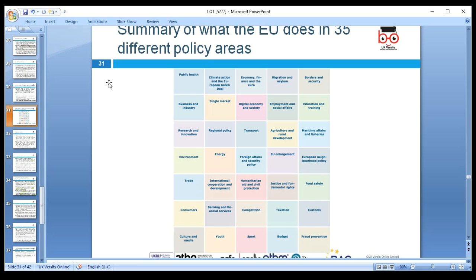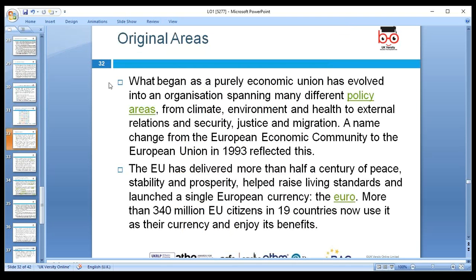Then we've been given a summary of the EU's different policies. All are summarized here: public health, business and industry, research and innovation. They have a budget for it, like for science and various other projects, which still carries on in the UK, as they signed the agreement, even though it is not part of the EU. Then the environment, trade, consumers, culture, and media. Then the original areas: what began as a pure economic union evolved into an organization with many different policy areas, from the climate to many others, and all of these were discussed.